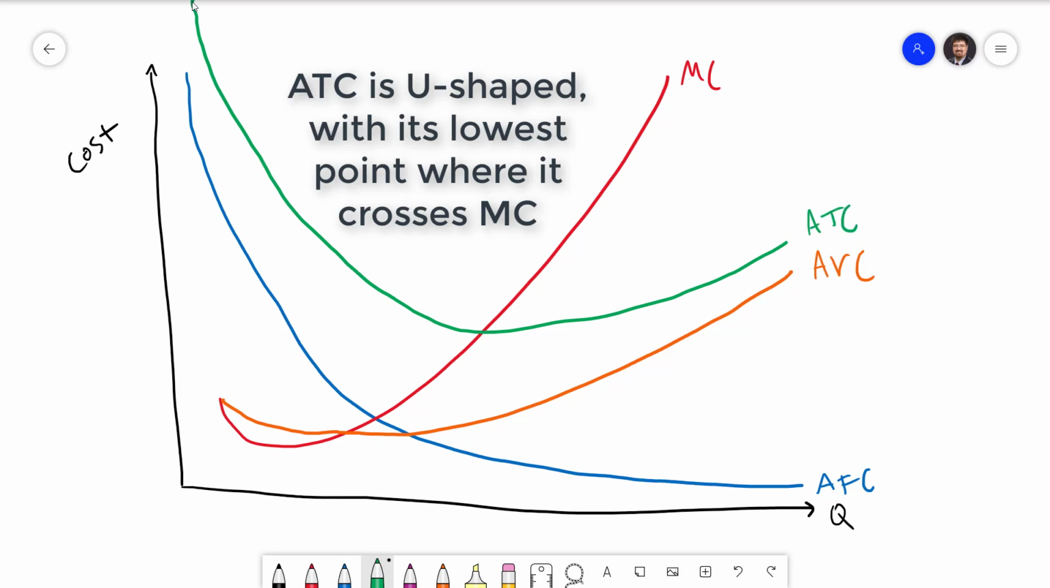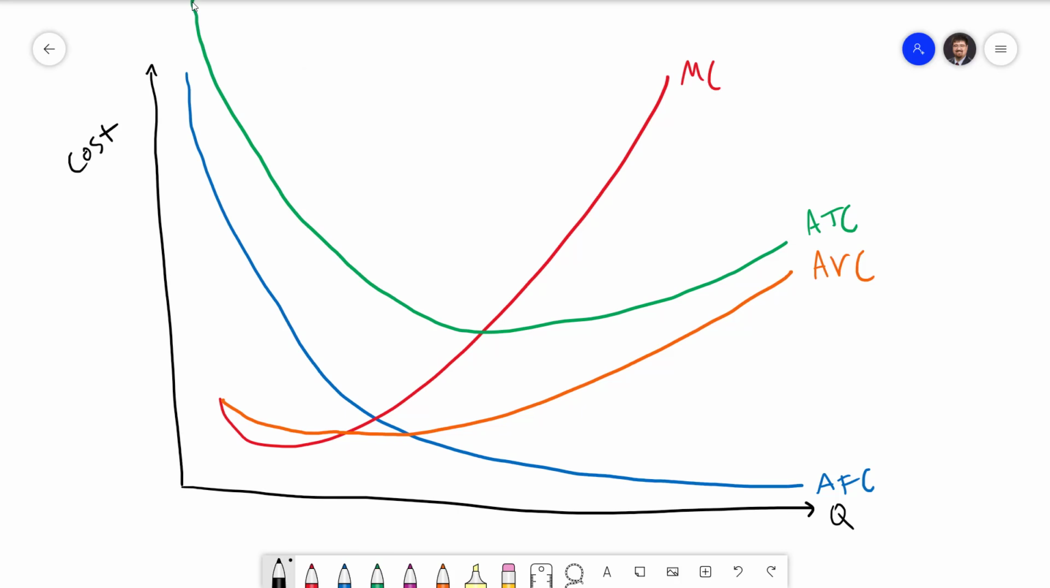As the average fixed cost approaches zero, the distance between the average variable cost and average total cost curves will shrink. When we sketch these cost curves, we need to make sure that they adhere to these general properties. The average variable cost crosses the marginal cost at its lowest point. The average total cost curve crosses marginal cost at its lowest point. Remember that this quantity right here is called the efficient scale, the point at which average total cost is minimized.